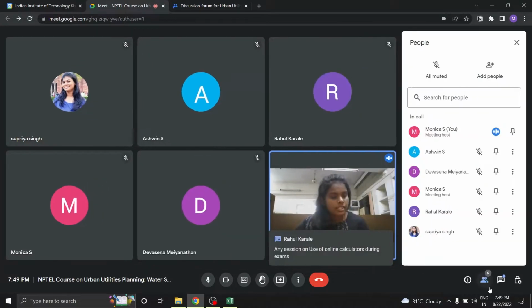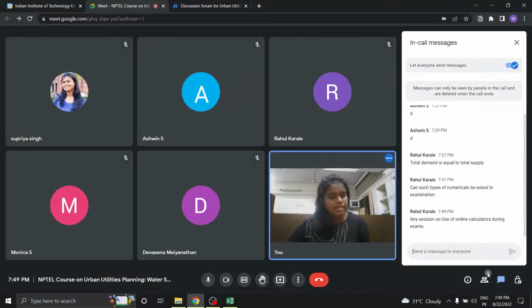Use of online calculators during exams. I am actually not familiar with the examination guidelines, so to say, but I will get this cleared. I will either post on the discussion forum or I'll let people know here. I'm sorry, I'm not sure about it.